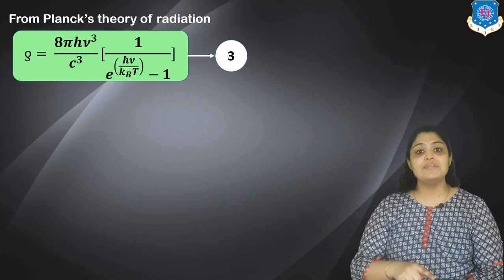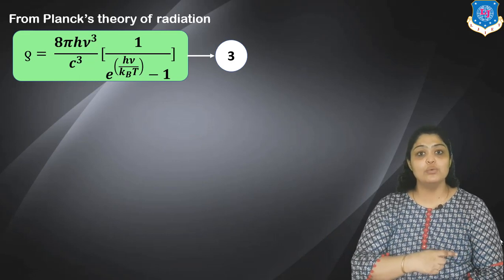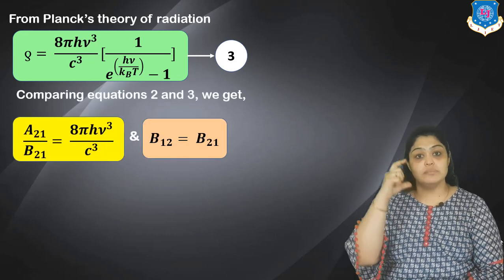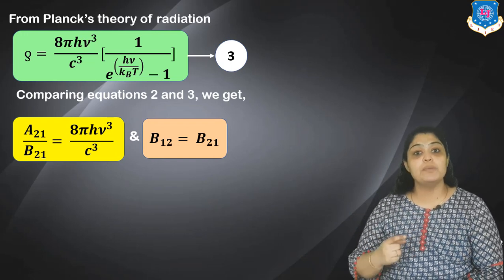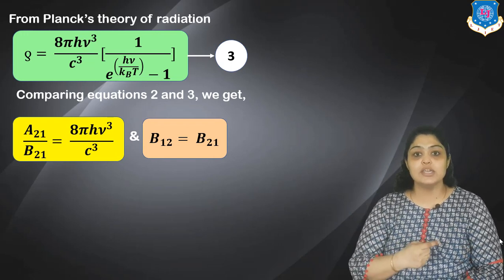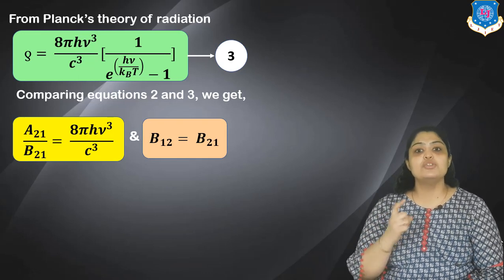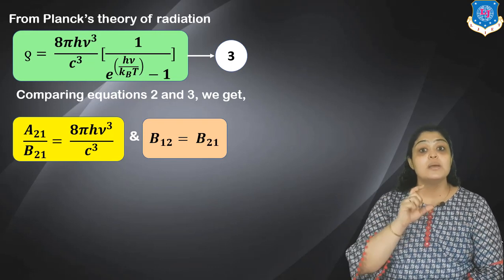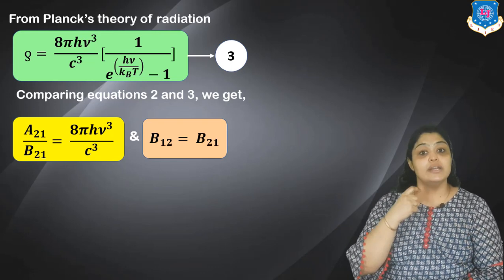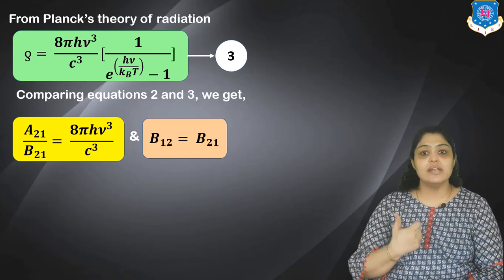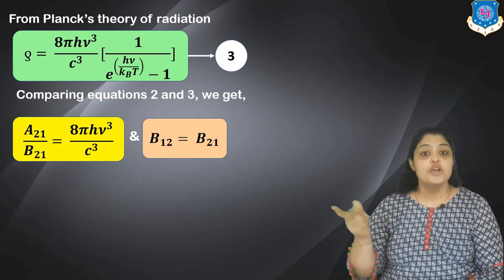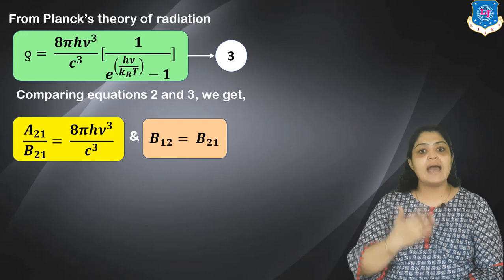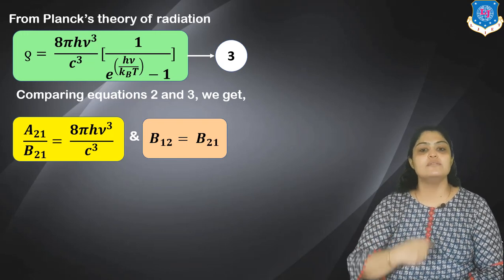But Einstein also derived an equation, which we named equation number 2. If we compare these two equations, 2 and 3, we get that the numerator term A21 upon B21 should be equal to 8 pi h nu cube upon c cube, and B12 should be equal to B21. What do you mean by this equation? B12 means the rate of induced absorption and B21 means the rate of stimulated emission. That means if we compare these two equations, the rate of induced absorption should equal the rate of stimulated emission.